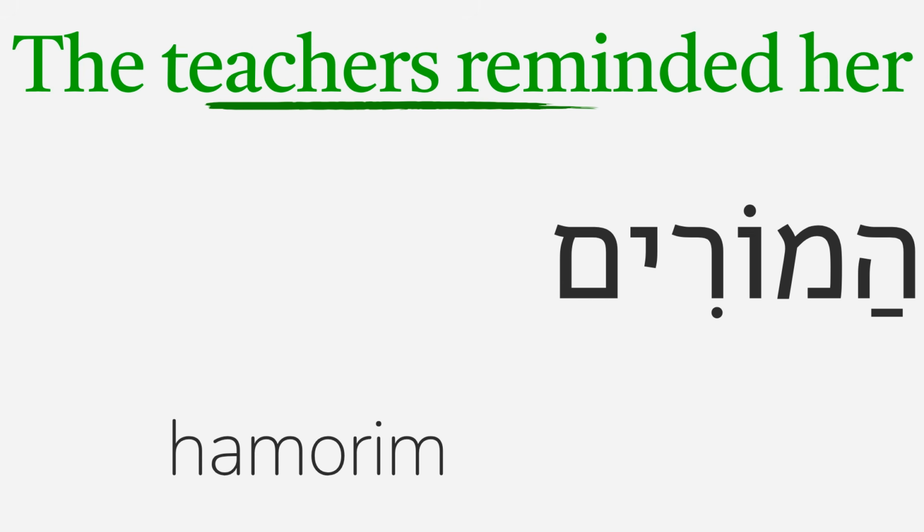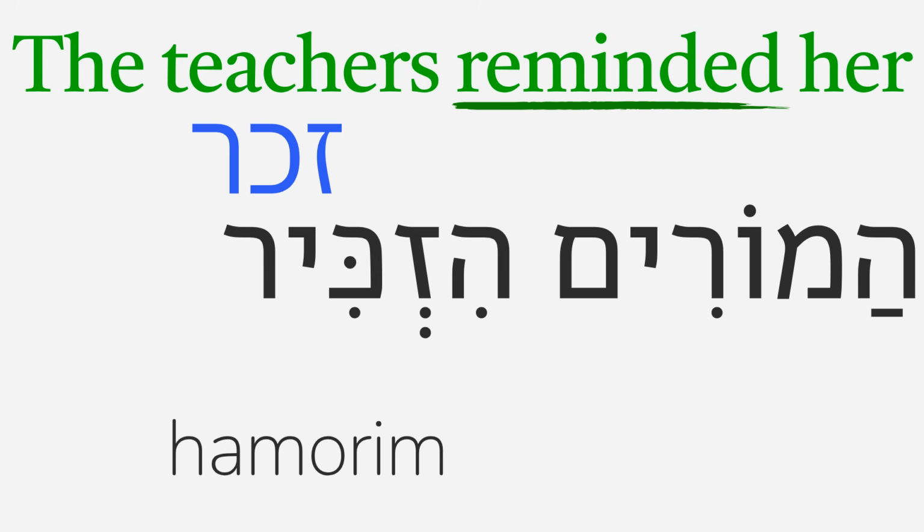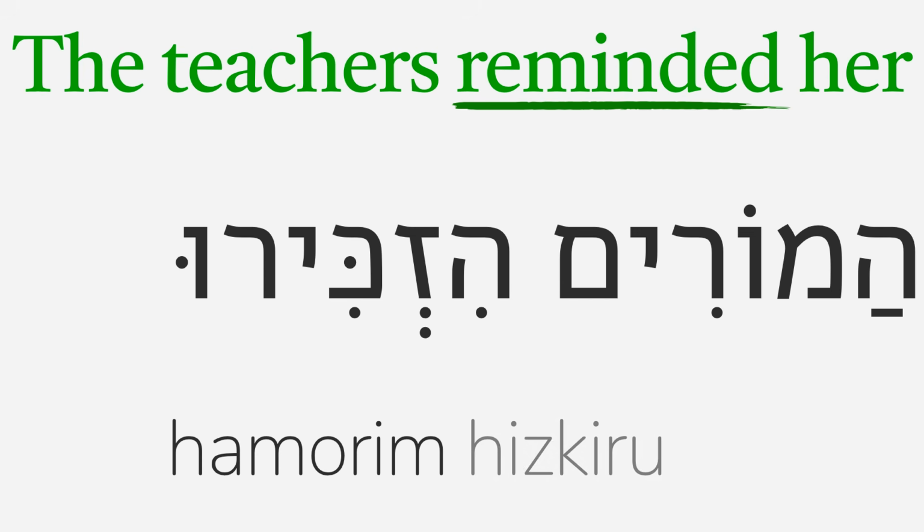The teachers is hamorim, and the verb reminded will be a Hiphil past tense verb from the root zain kaf resh. The subject of this verb is hamorim, the teachers, which is a they. To make the different forms of a Hiphil past tense, we take the hu, he form, he skir, he reminded, and add different endings. For the they form, the ending we add is u, and we don't have to change any vowels. He skiru, they reminded.